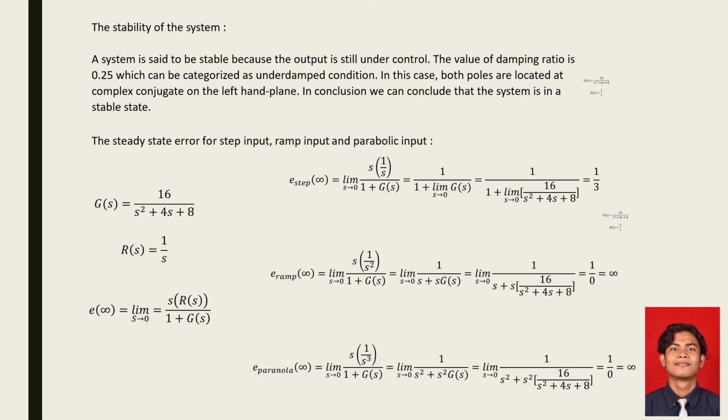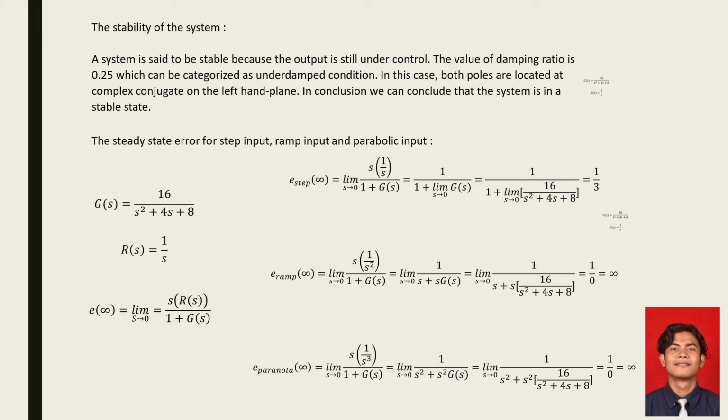For the stability of the system, a system is said to be stable because the output is still under control, where the value of our damping ratio is 0.25, which can be categorized as an underdamped condition. In this case, both poles are located as complex conjugates on the left-hand plane. So in conclusion, we can conclude that the system is in a stable state.